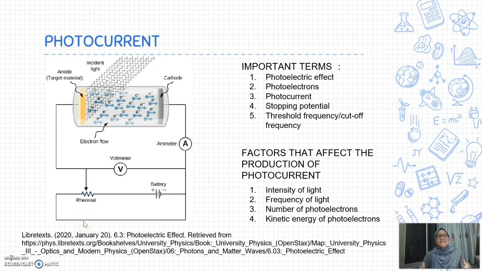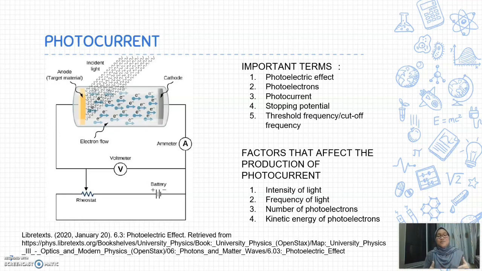Now I want you to imagine what happens if we connect the target material to the positive terminal instead of the negative terminal. If we connect the target material to the positive terminal of a battery, the photoelectrons emitted in the process are attracted to the target material. So the current produced in this circuit will decrease. If we keep increasing the positive potential of the target material, the current will continue to decrease, and at a fixed potential, the current will become zero. This potential, we call it stopping potential.